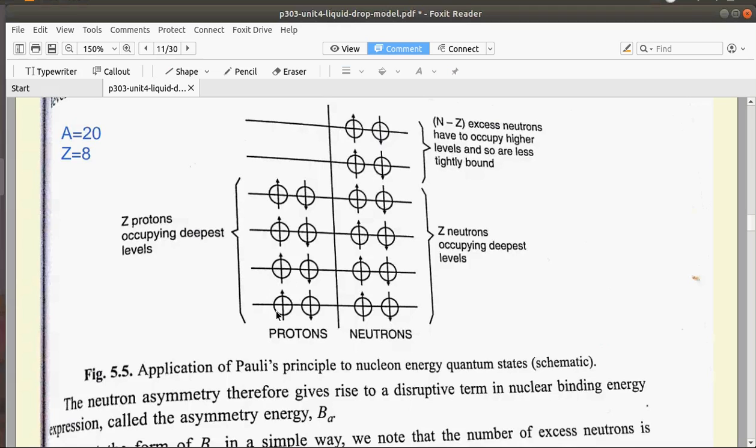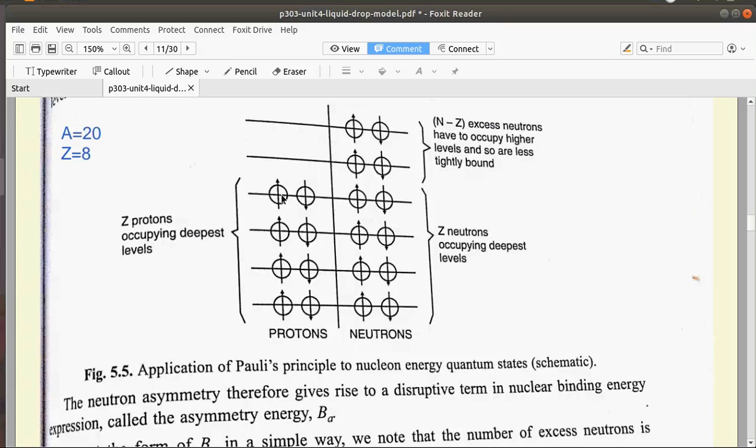So what will happen when you are creating the nucleus, remembering Pauli's principle? This is one state. In this one state, two fermions of opposite spin can stay: one proton, another proton. In parallel there will be one neutron, another neutron, both of opposite spins. Again one proton, opposite spin, one neutron, another neutron, opposite spin. So 4 is occupied.